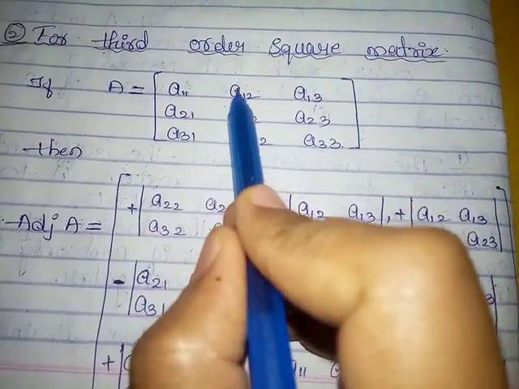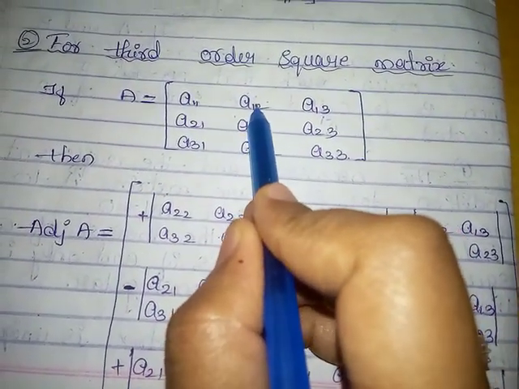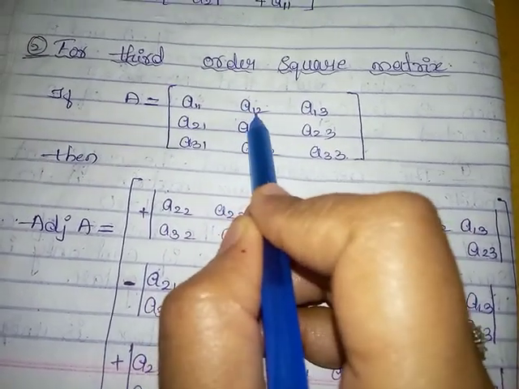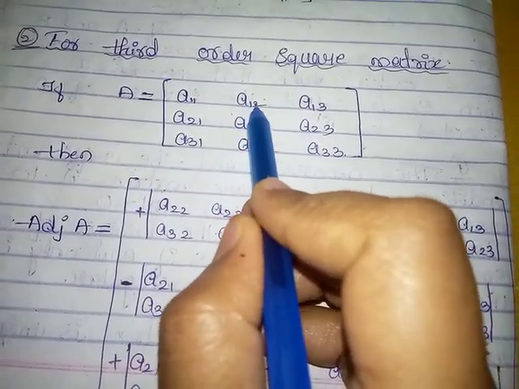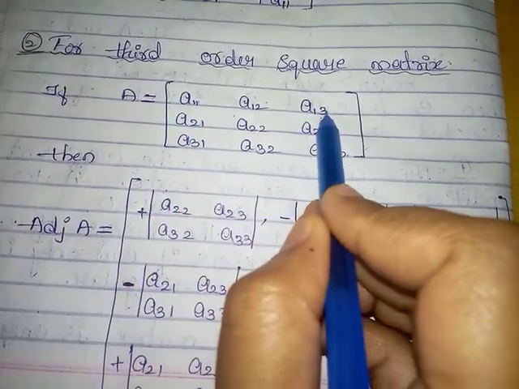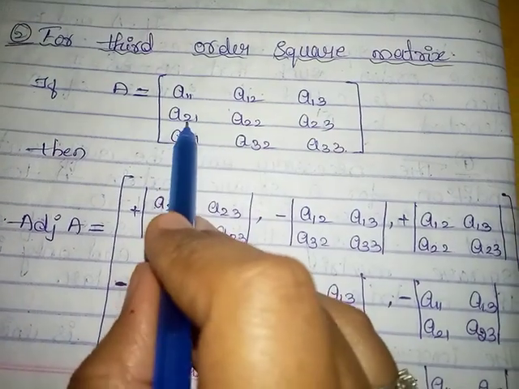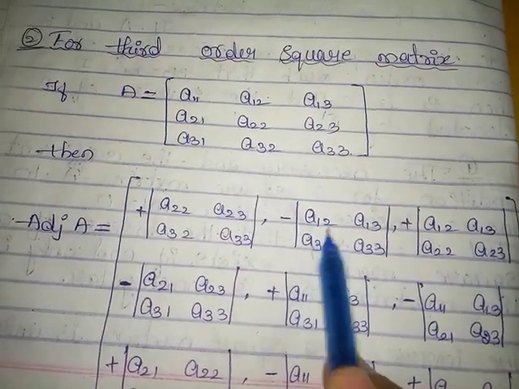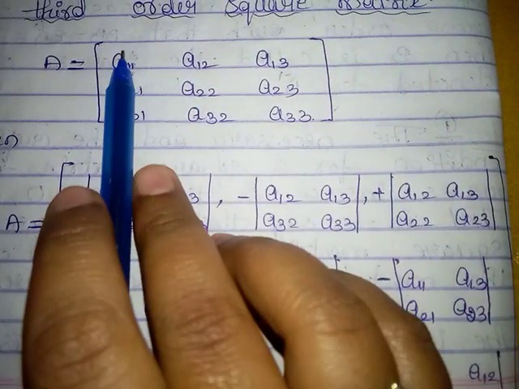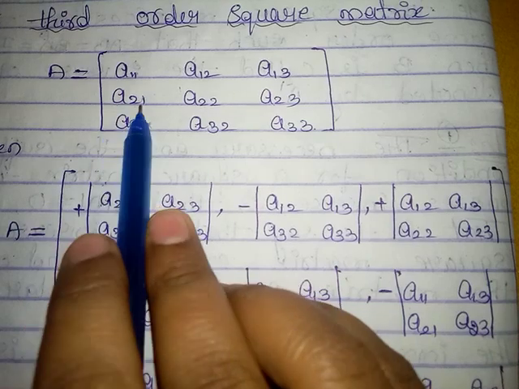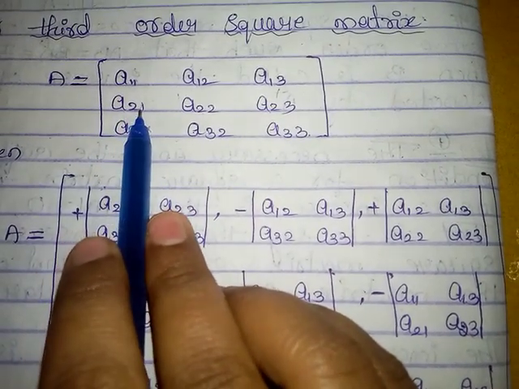Then you have to avoid this column and the row which has the second element. See here A12, we have to avoid this column and this row. The remaining elements are A21, A23. After this element, you have to go through the second row, first element, that is A21.